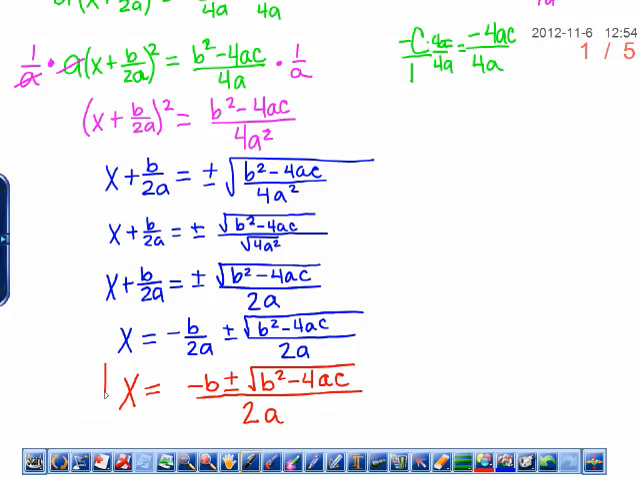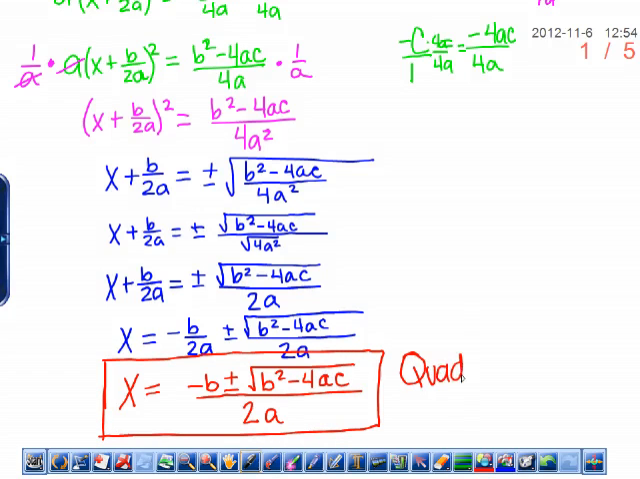What is that? That's the quadratic formula. Wow. That's a lot of math. That works out.